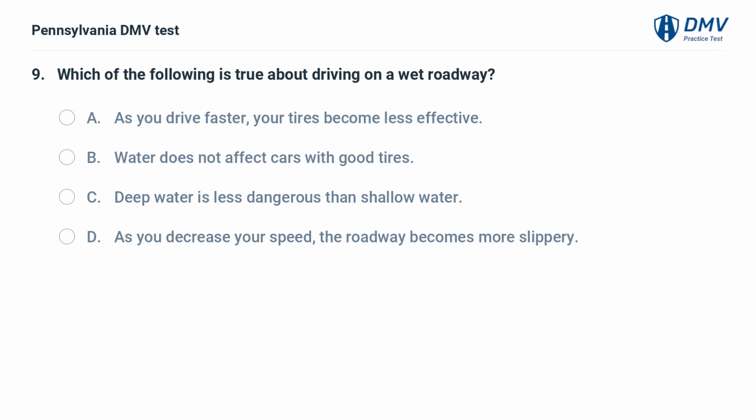Which of the following is true about driving on a wet roadway? A. As you drive faster, your tires become less effective. B. Water does not affect cars with good tires. C. Deep water is less dangerous than shallow water. D. As you decrease your speed, the roadway becomes more slippery.